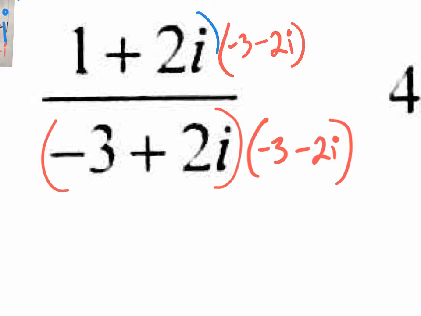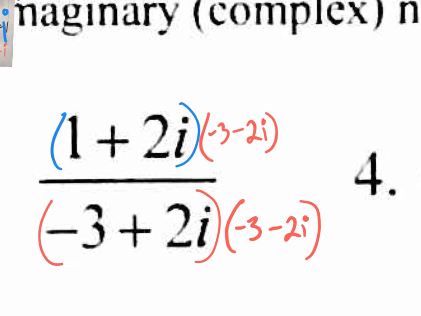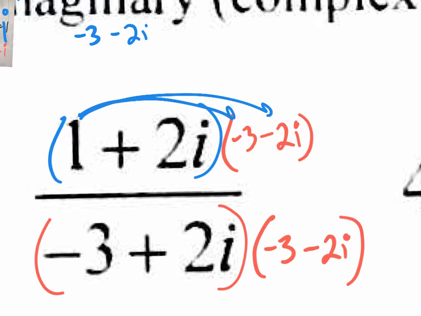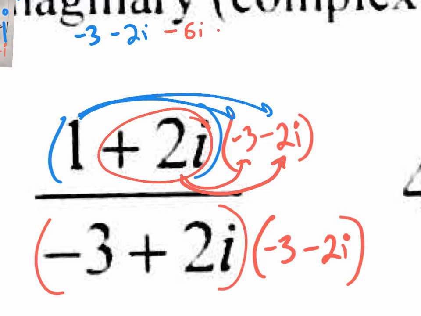Up on top, let's distribute, and we really don't have any space, but write really small, I guess. 1 times negative 3 is negative 3. 1 times negative 2i is negative 2i. And then positive 2i times negative 3, that's a negative 6i. Positive 2i times negative 2i, that's negative 4 with an i squared. Now we still need to combine like terms, change i squares to negative 1s. So let's do exactly that.